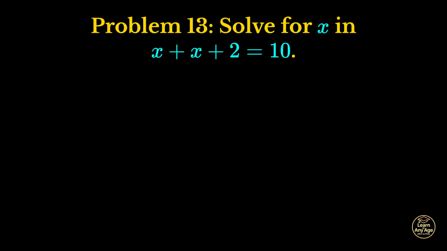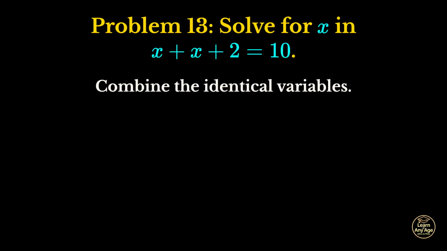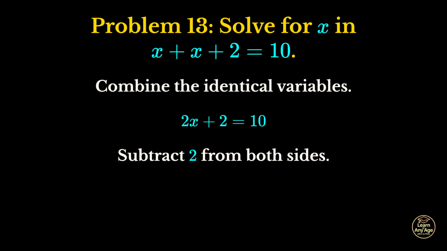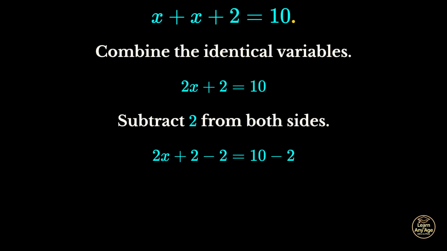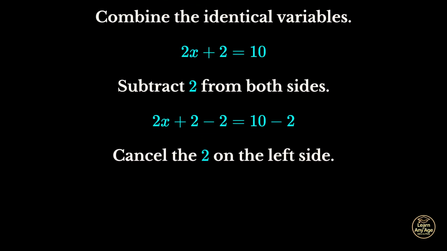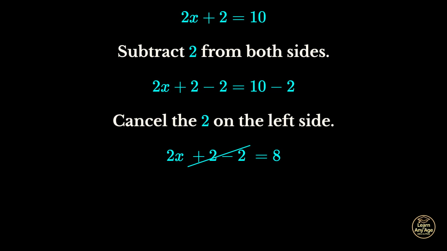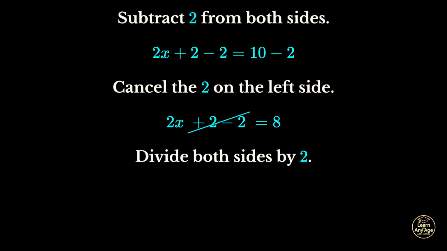Problem 13, solve for x in x plus x plus 2 equals 10. Combine the identical variables. 2x plus 2 equals 10. Subtract 2 from both sides. 2x plus 2 minus 2 equals 10 minus 2. Cancel the 2 on the left side. 2x plus 2 minus 2 cancelled out equals 8.